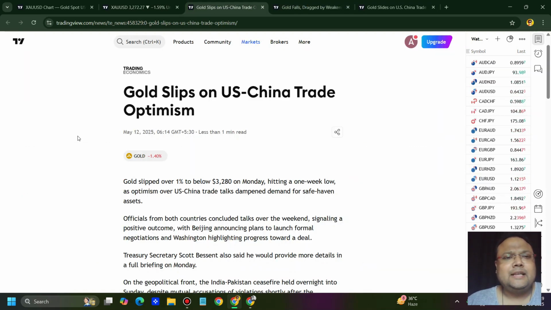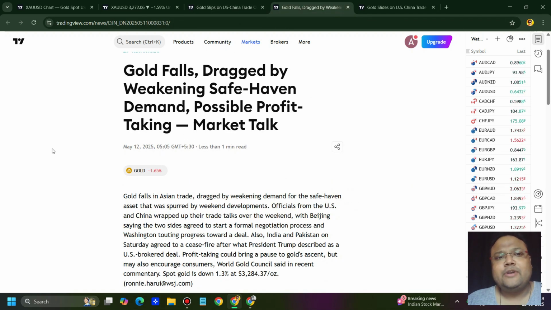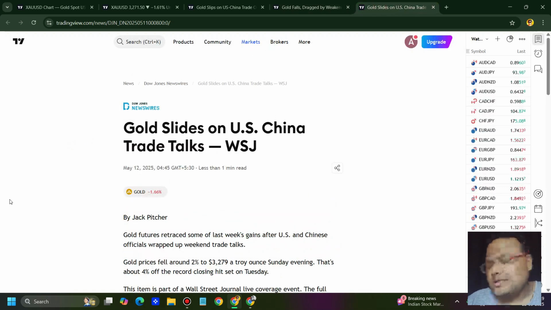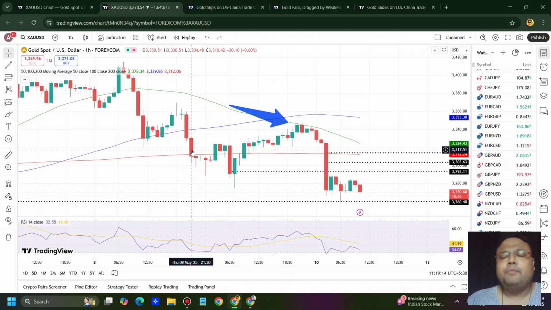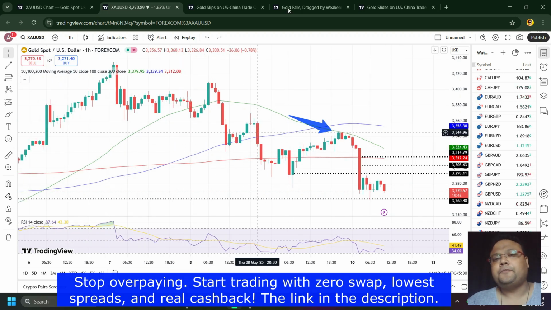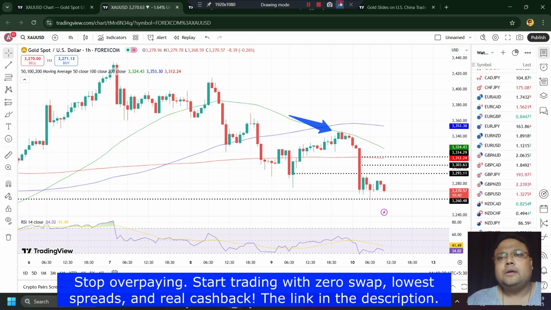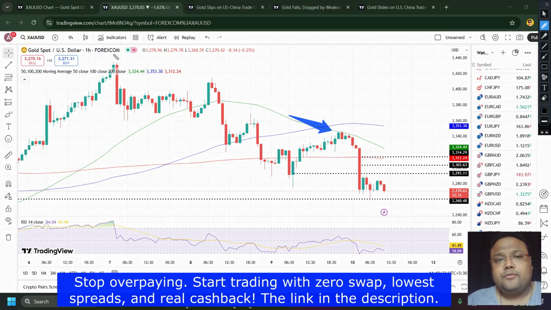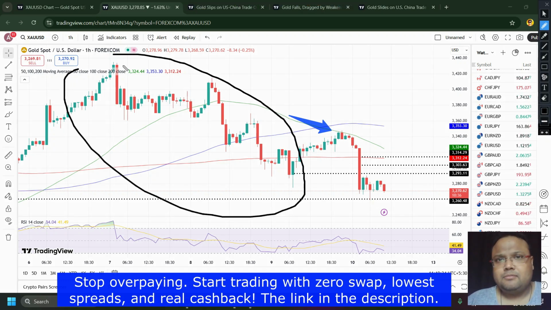If you look at the market sentiment, we can see gold slips on US-China trade optimism. Gold falls, dragged by weakening safe haven demand, possible profit taking. Gold slides on US-China trade talks. My dear friends, as we all know, gold was super bullish because of the trade war threat. But now we can see the tension is easing, and US and China are heading for trade talks, as a result of which gold is slowly going down.